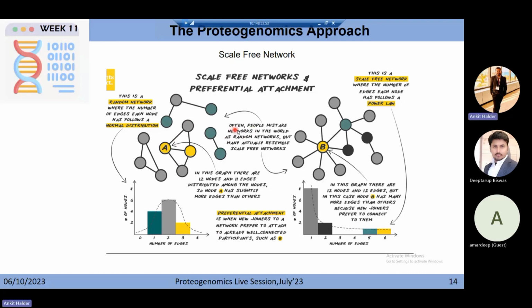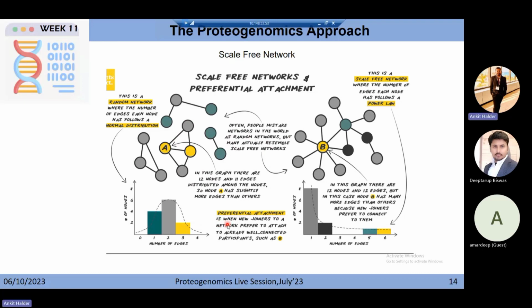Here you can see that we need to be cautious, as often people mistake networks in the world as random networks, but many actually resemble scale-free networks. Before going to the scale-free network, in this graph there are 12 nodes and 11 edges distributed among the nodes. A node has slightly more edges than others. Preferential.